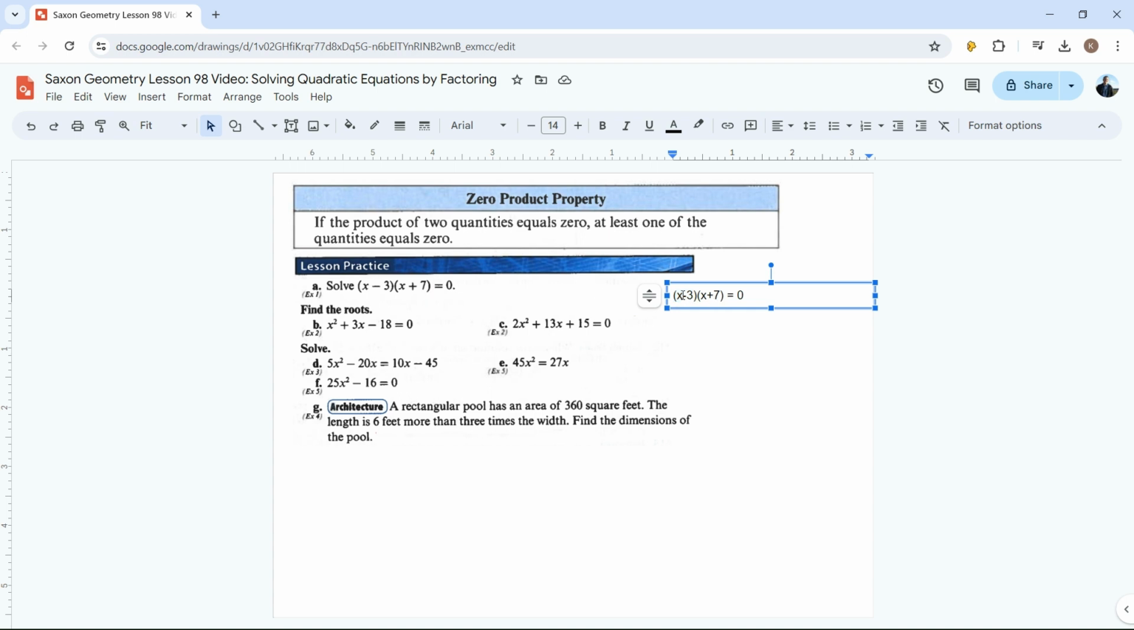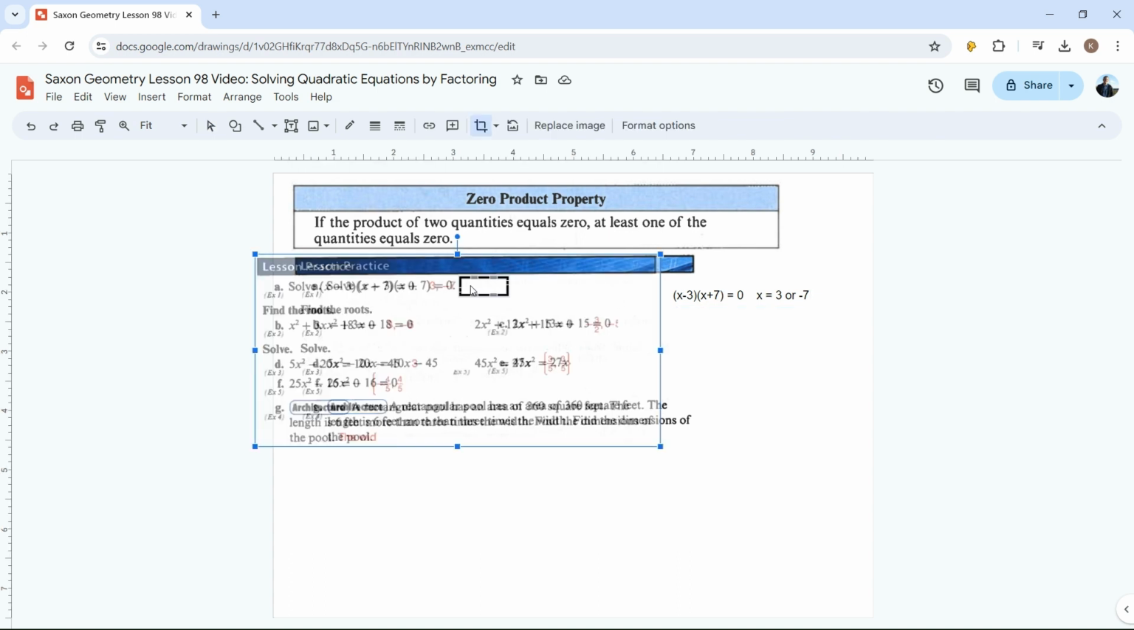So what makes this first quantity, x minus 3, 0? Well, x equals 3 makes x minus 3 0, because 3 minus 3 is 0. If x is 3, it doesn't matter that this one's 10, because this one's 0, so it's going to be 0 times 10 equals 0. All I need to do is figure out the value of x that makes this 0, and then the value of x that makes this 0. For the second one, it's going to be negative 7. Negative 7 plus 7 equals 0, and that solves this equation. So the answer should be x equals 3 or negative 7.